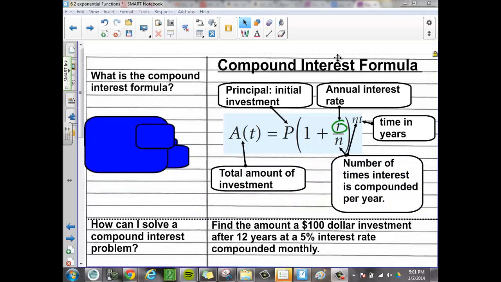And then this N represents the number of times interest is compounded per year. So sometimes things are compounded semi-annually, which means it's compounded twice a year. Sometimes it's compounded daily, which is crazy. That's compounded every day. That's 365. Maybe it's compounded monthly. If it's compounded monthly, your N would be 12. So that's what that N represents. Let's see how we can apply this to the problem right below.